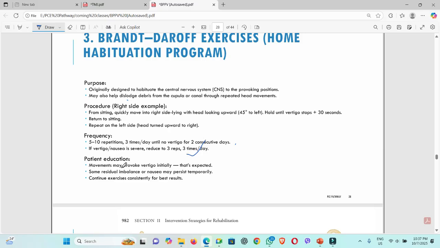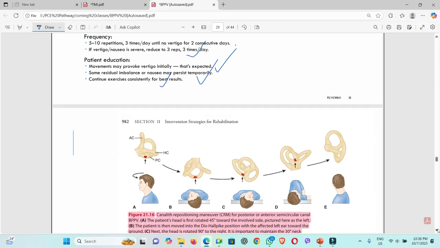Patient education. Movements may provoke vertigo initially. That is expected. You have to teach them. Some residual imbalance or nausea may persist temporarily. Continue exercises consistently for best results. So this is the patient education which you are going to give the patient for the home habituation program.